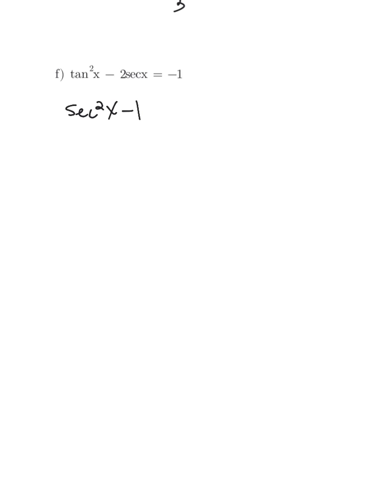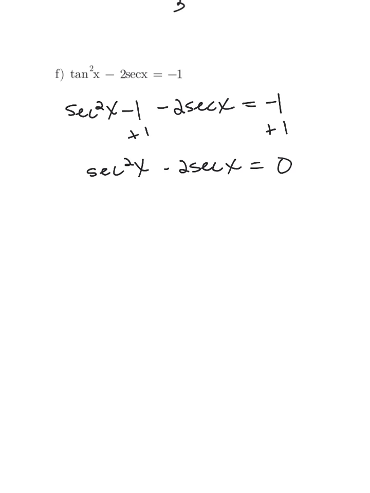Now continue on writing the rest of the equation. Minus 2 secant x equals negative 1. Remember, we've talked about when you have squared functions, you need to get everything on the same side and equal to 0. So we are going to add 1, which is going to give us secant squared x minus 2 secant of x equals 0.